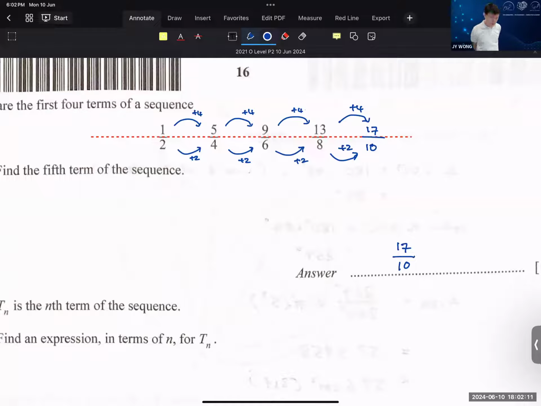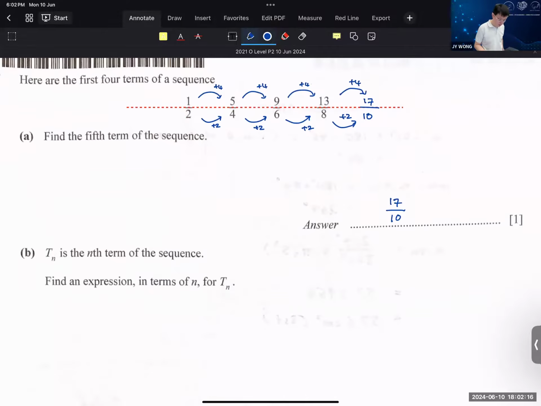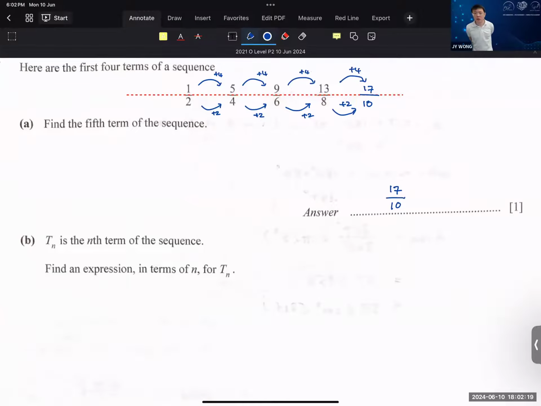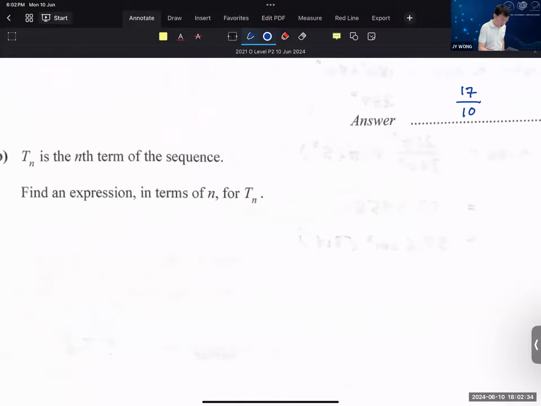Because students find the 5th term, they go and use the general formula, which obviously is not wrong, but Tn is the n term of the sequence. Find an expression in terms of n for Tn. So I'm just going to write the numerator and denominator separately. So for your numerator, so Tn for numerator, this is where you must remember the general patterns.